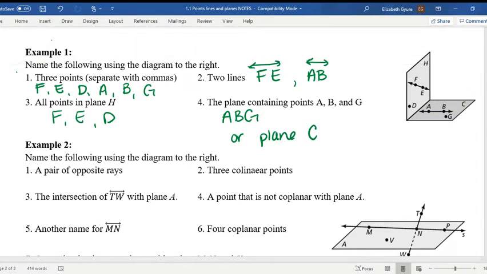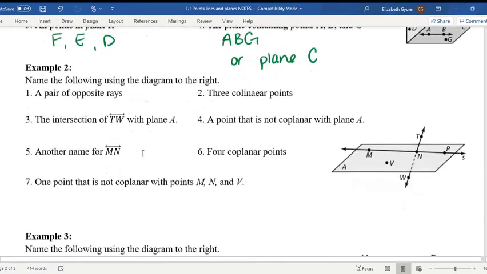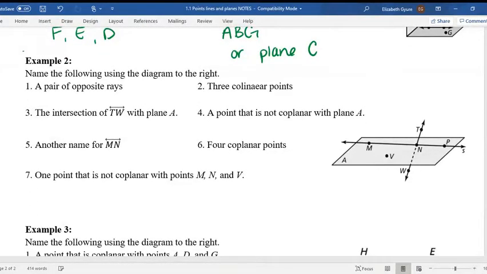All right, next diagram, for example 2. It says name the following using the diagram to the right. So in this diagram, we have a plane. We have a line laying on top of that plane and a line going through the plane. It's going like into the top and coming out the bottom. Now with these, there might be more than one good answer. If you think of another option and you're not sure if it's right, just ask.